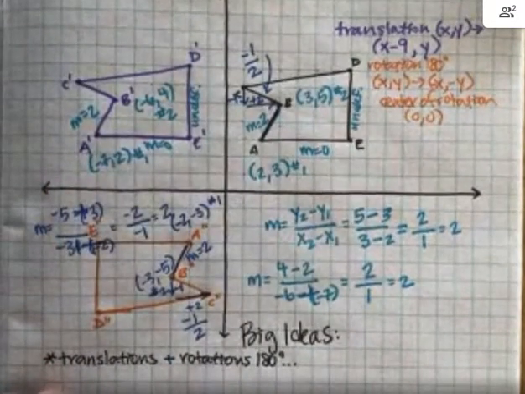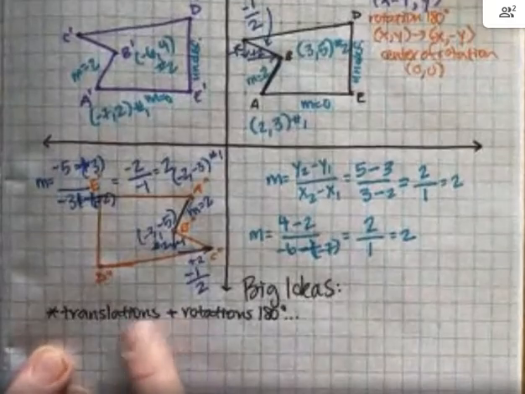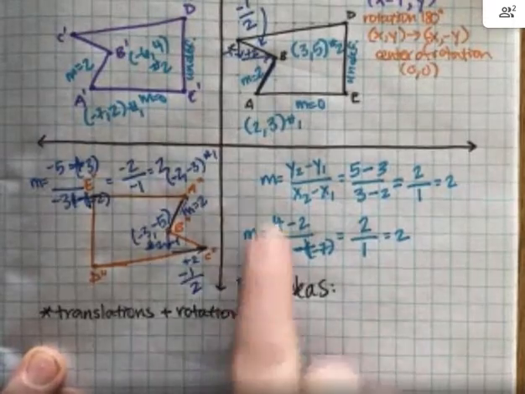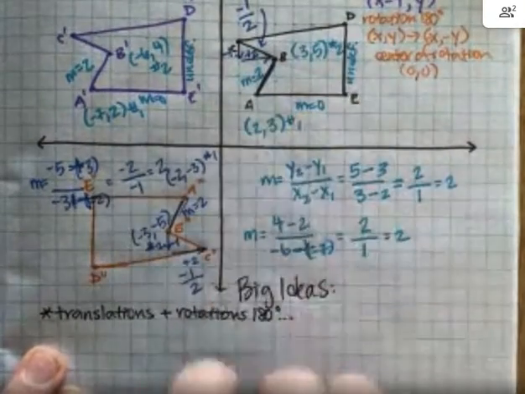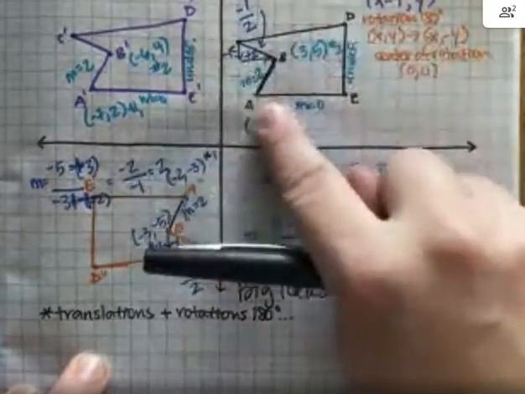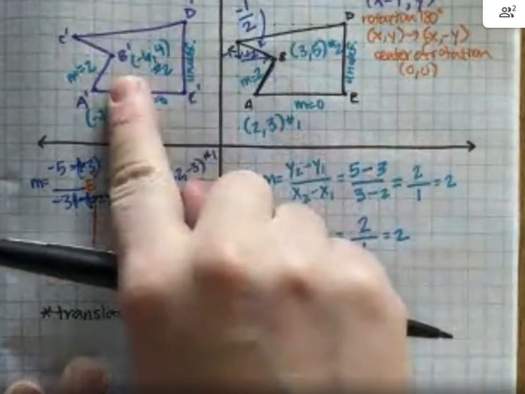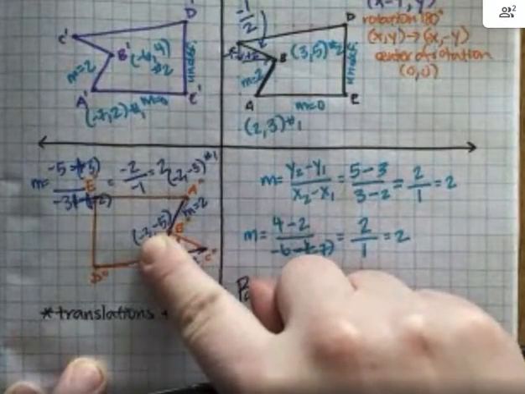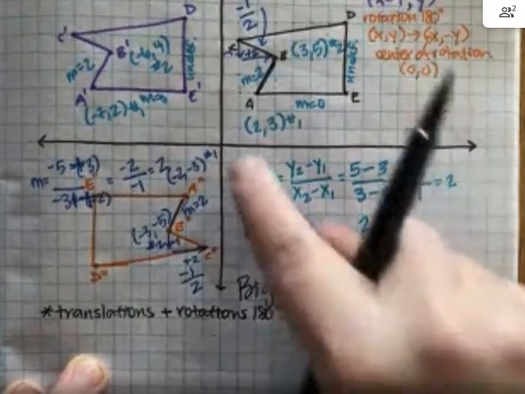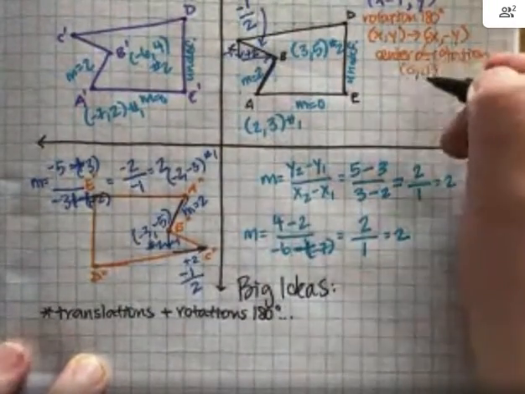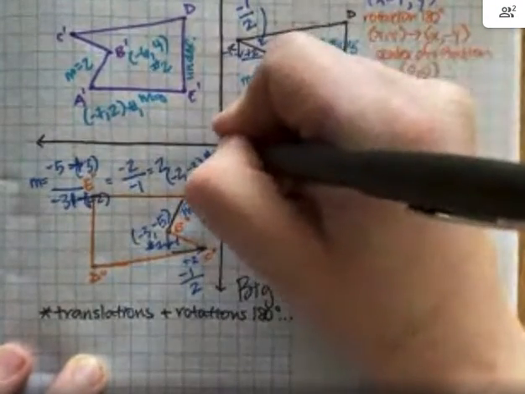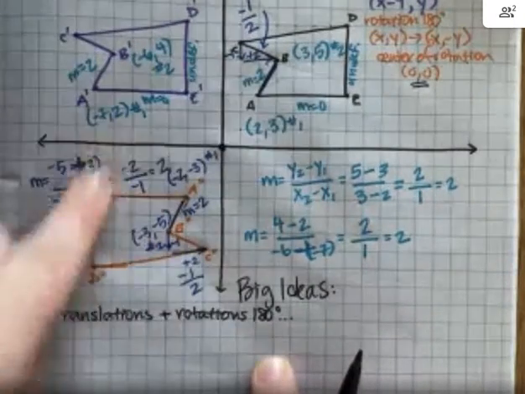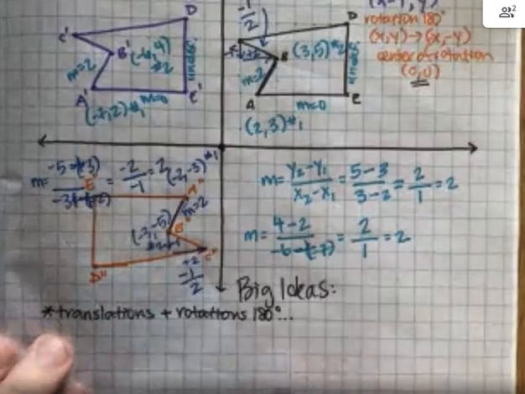Some of those big ideas that we are getting out of this is a special relationship that we can see between translations and rotations of 180 degrees in comparison to our pre-image. So, some big ideas. This pre-image, if it undergoes a translation, and if this pre-image also undergoes a rotation of 180 degrees clockwise or counterclockwise, it does not matter the direction, it just matters that we have a consistent center of rotation, which in this case is 0, 0. Here's our center of rotation.